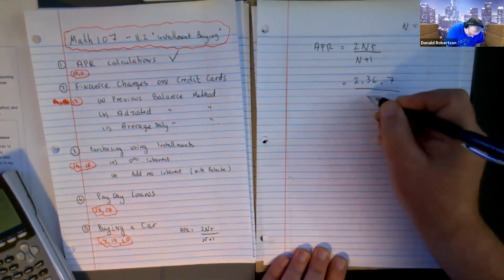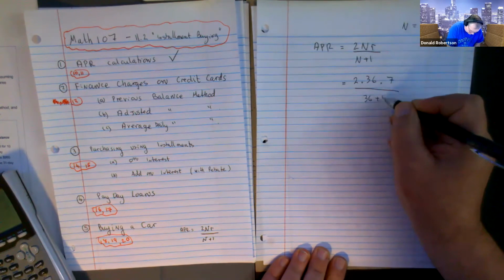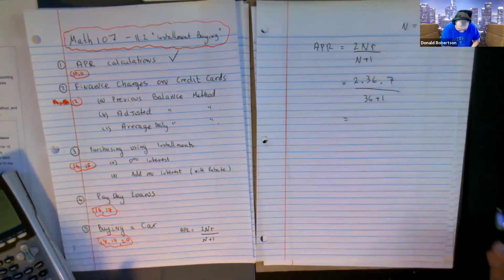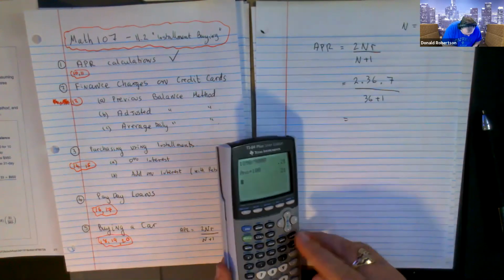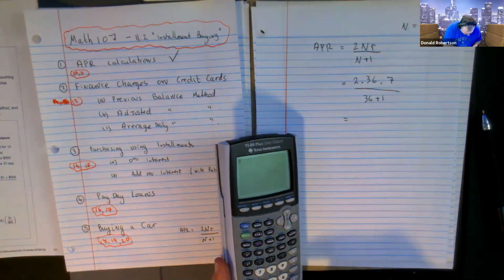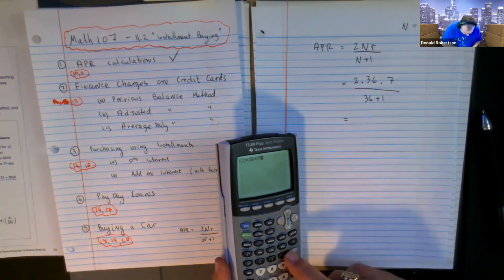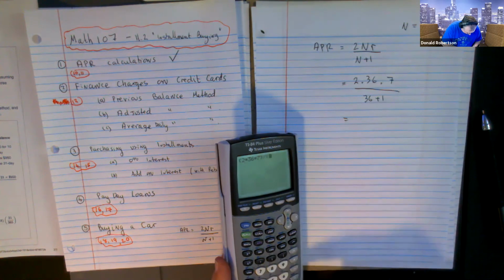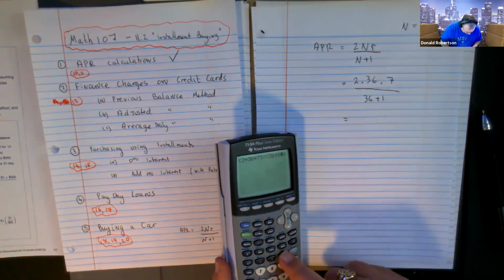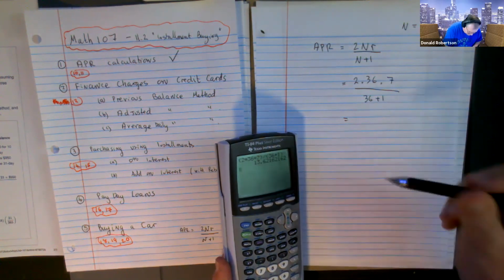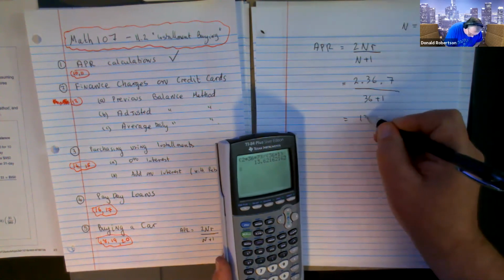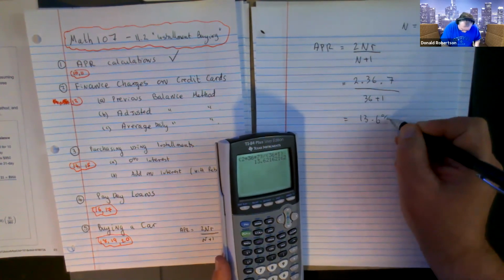And N plus 1. So I just need to go bracket 2 times 36 times 7% divided by bracket 36 add 1. And that's just the magic formula that they give you. And that ends up being 13.6%.